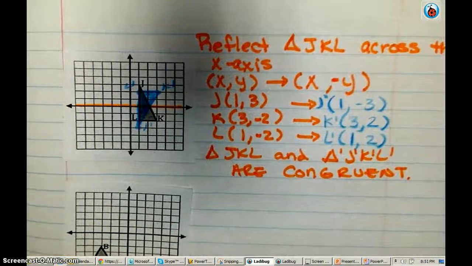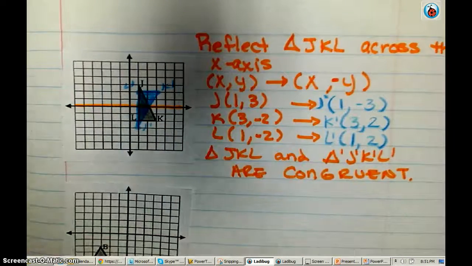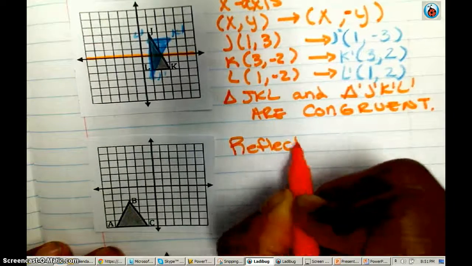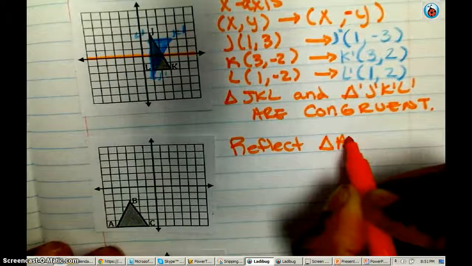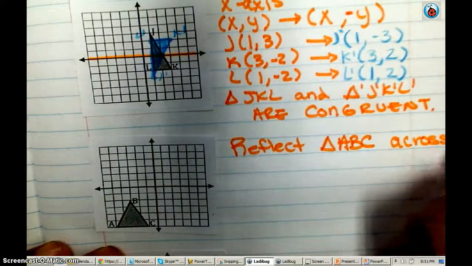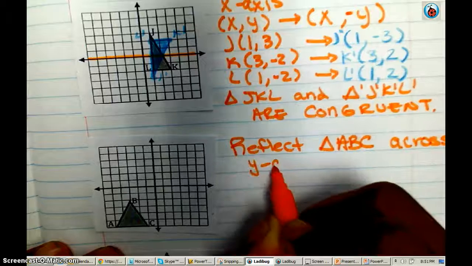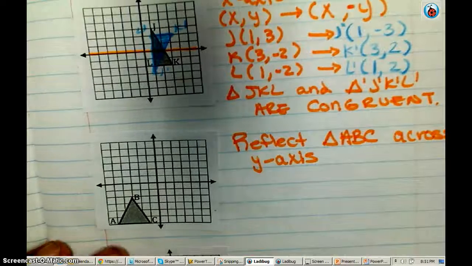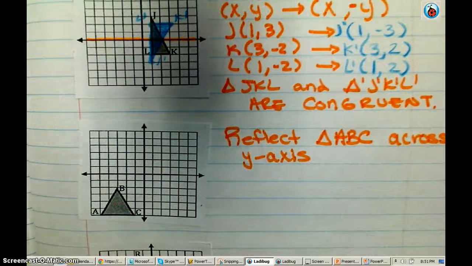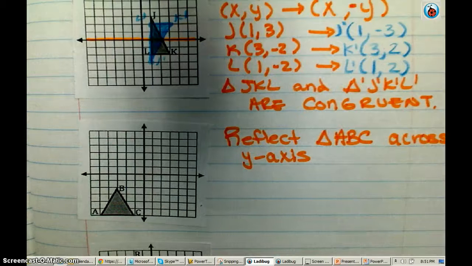All right, why don't you try one on your own? Ooh, I want you to reflect triangle ABC across the y-axis. All right, don't forget your steps. Write down the rule, write down the original points, and then apply the rule to the original points, and then do your reflecting. Our guest teacher is going to pause while you work, and then unpause for you to check your answers.